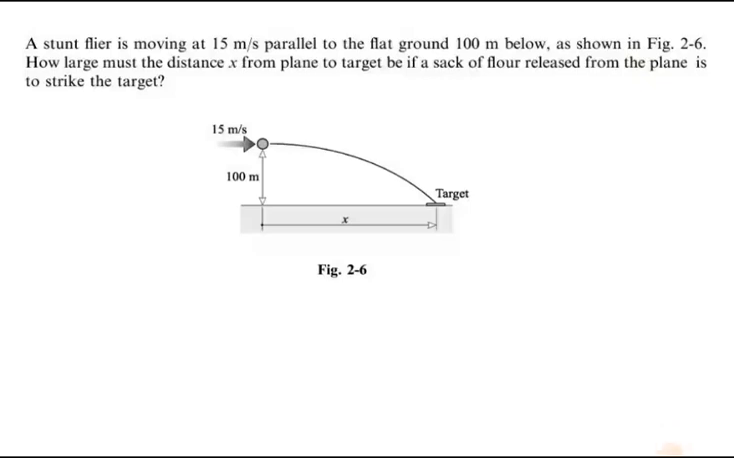Alright, so let's jump into another one here. It says a stunt flyer is moving at 50 meters per second parallel to the flat ground 100 meters below. As shown in this figure 2.6, how large must the distance x from the plane to the target be if a sack of flour released from the plane is to strike the target? Alright, so if they release a sack which has to strike the target here, how large should that distance be? Because it has to strike that target.